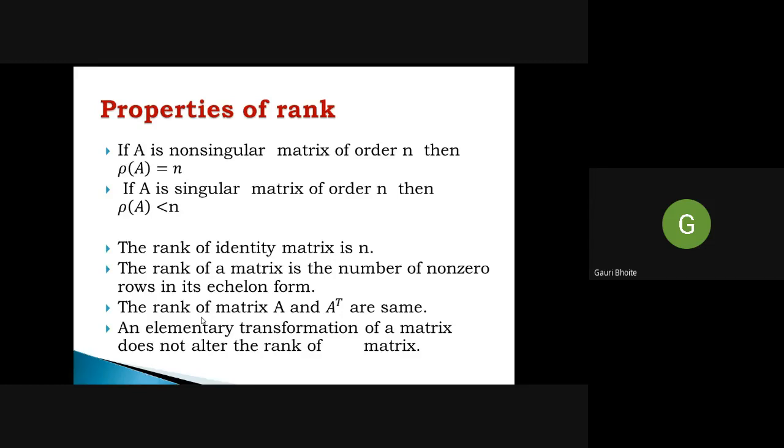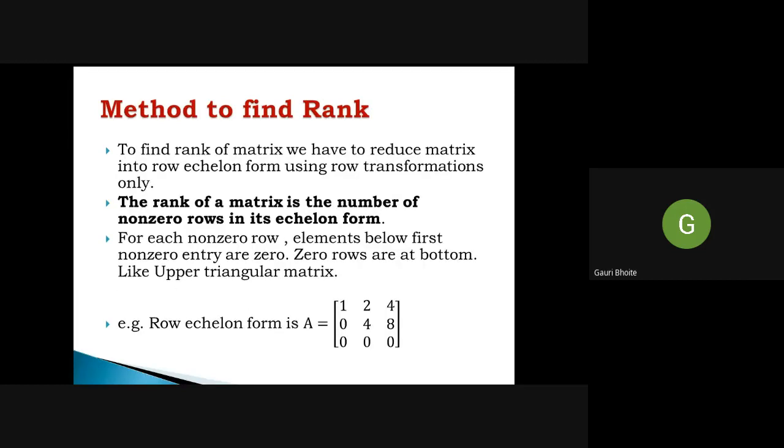But sometimes a question might be asked: which of the following options is incorrect about the rank of a matrix? So if you know all the properties, you can select the incorrect or correct option. Now, how do we find the rank of a matrix? There are 2-3 methods, but we are using only one: we reduce the given matrix into row echelon form and then find the rank of the matrix.